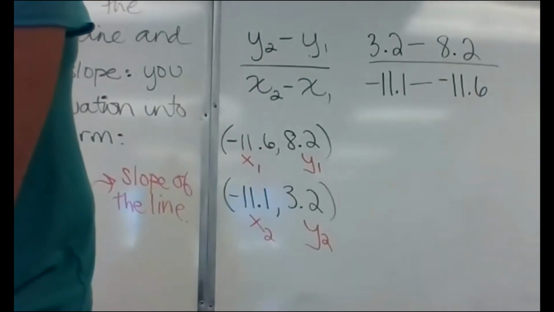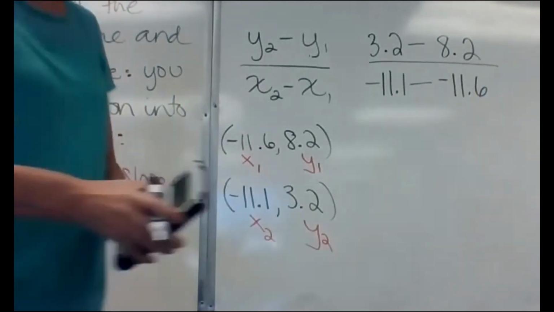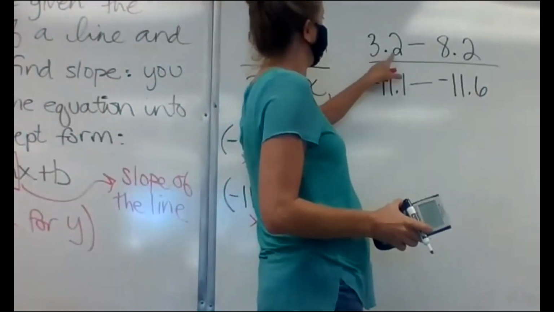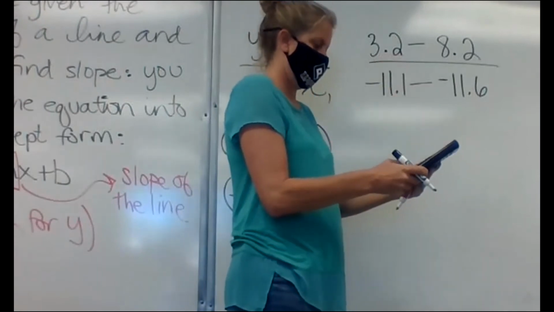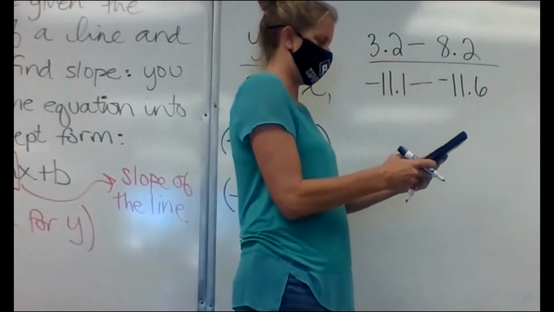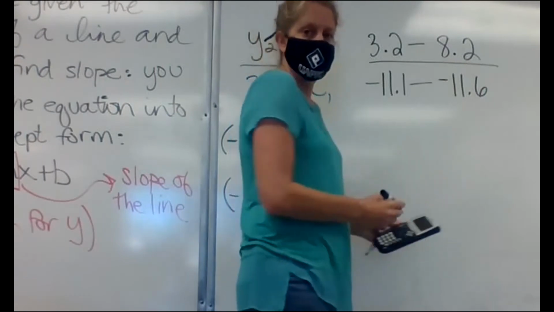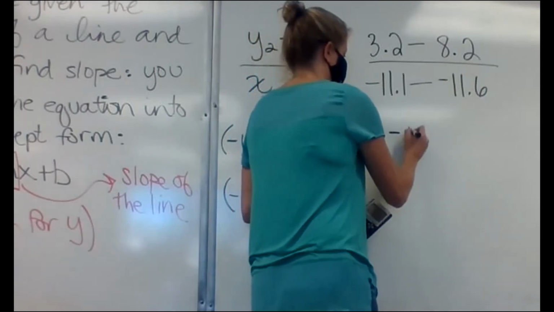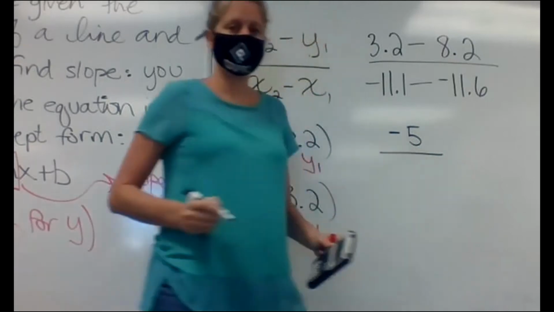Definitely not trying to do this by hand, right? I just type in using my calculator. 3.2 minus 8.2 gives me negative 5.